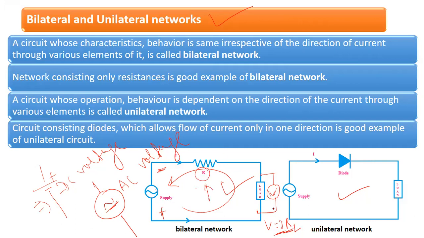Now, in both cases, if you have clearly observed this phenomenon, when the direction of current has reversed, right, there is no effect on the voltage being measured by this particular device, the voltmeter. It will measure the same voltage. That means this load will have the same voltage drop across itself.